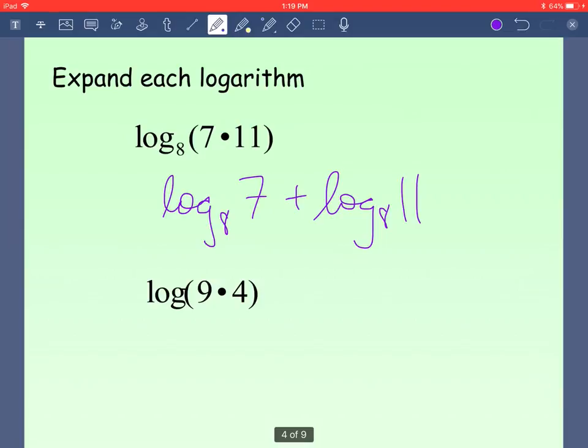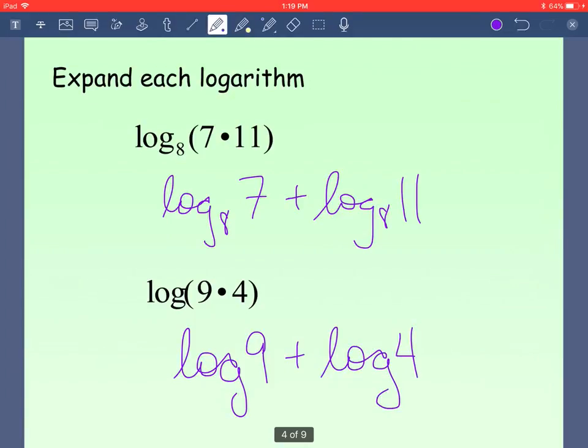The next one, log of 9 times 4. So that's a base of 10, which is why it's not written. So I can rewrite this as log of 9 plus log of 4.